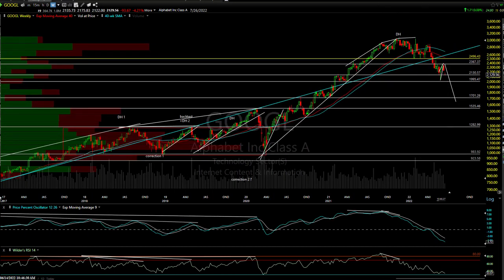We put in the divergent high. Again, we've been diverging, and that was a divergent high and a breakdown and backtest. This is all highlighted at the time. Breakdown, backtest, and we had the first leg down.